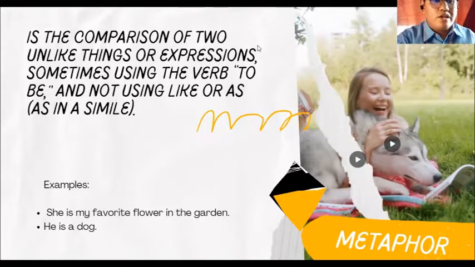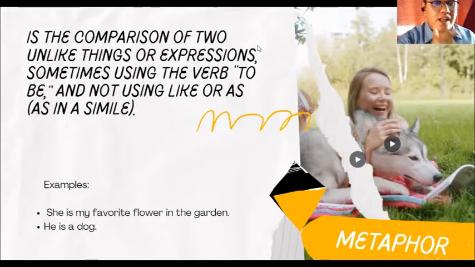So sa metaphor, like for example, she is my favorite flower in the garden. Okay? So the two unlike things are she and the flower. Di ba? Na-compare naman dyan. Okay? Or nasa isang sentence sila. Pero guys, di ba, hindi tayo gumamit ng like or as. Okay? So, gumamit tayo ng isang bagay to symbolize us. Okay? Or to symbolize that girl. Kasi pag sinabi natin she, di ba, automatic, that's girl.